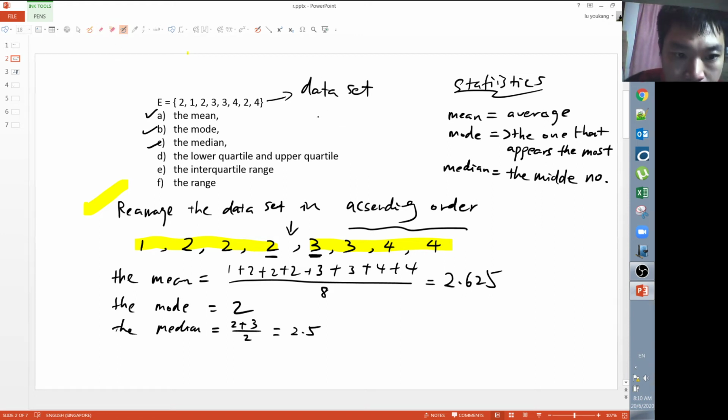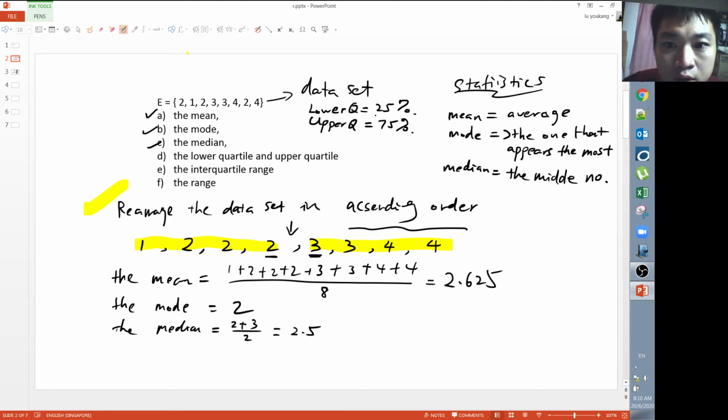Alright, so lower quartile is the 25% quartile, and not lower, okay, lower, not lowest. So upper quartile is your 75% position.